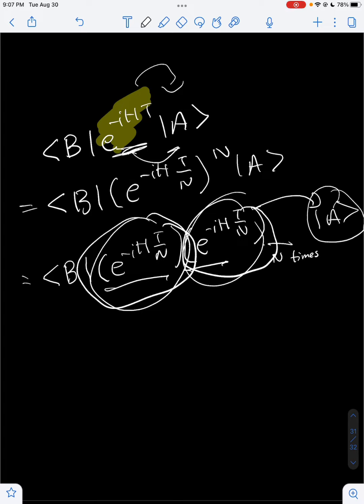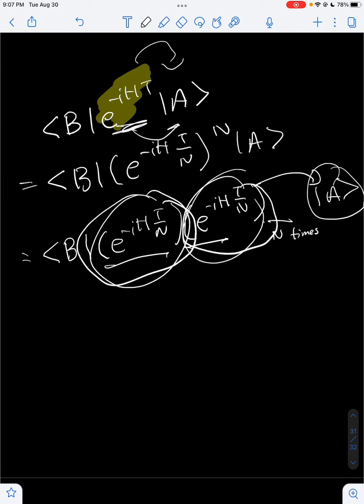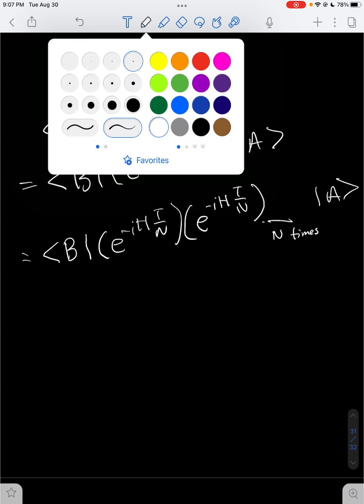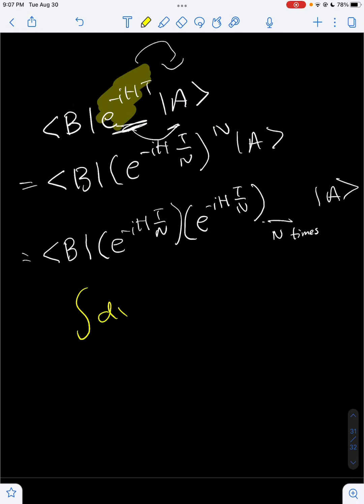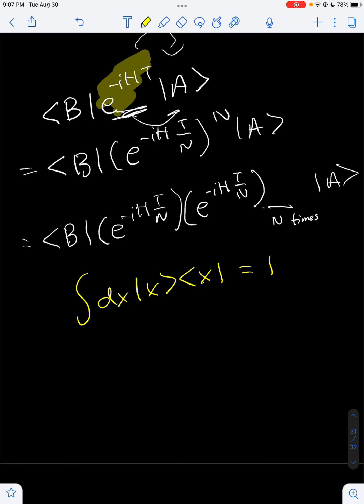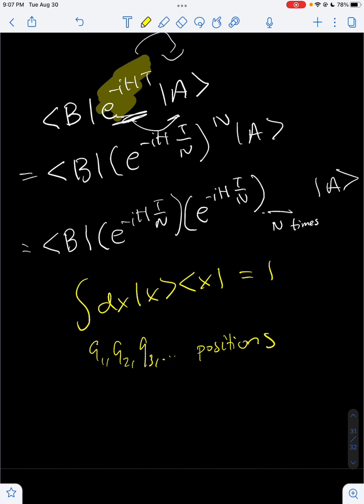How can we do that? How can we introduce something like that? Well, that's where our completeness relation comes in. Remember that the integral over dx of the outer product of x and x is going to be 1, right? We can use that, but in our case, let's use q1, q2, and q3, and so on for our positions, because reasons. So let's use the variable q instead of x.